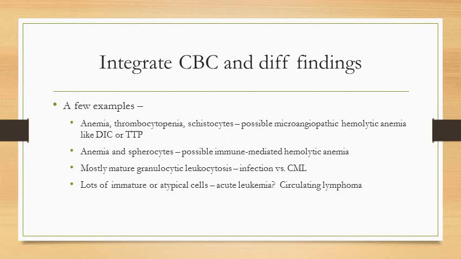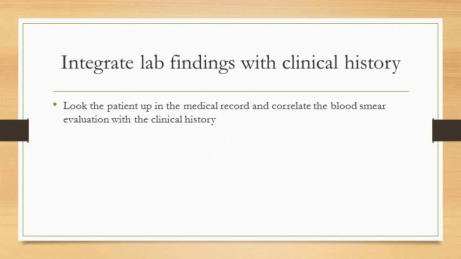And then at this point, integrate the CBC and diff findings. A few examples: if you have an anemia, thrombocytopenia, and schistocytes, you think, could this be a possible microangiopathic hemolytic anemia like DIC or TTP? Anemia and spherocytes, possible immune-mediated hemolytic anemia. Mostly mature granulocytic leukocytosis, consider infection versus CML. And lots of immature atypical cells, could this mean acute leukemia, circulating lymphoma, various other things.